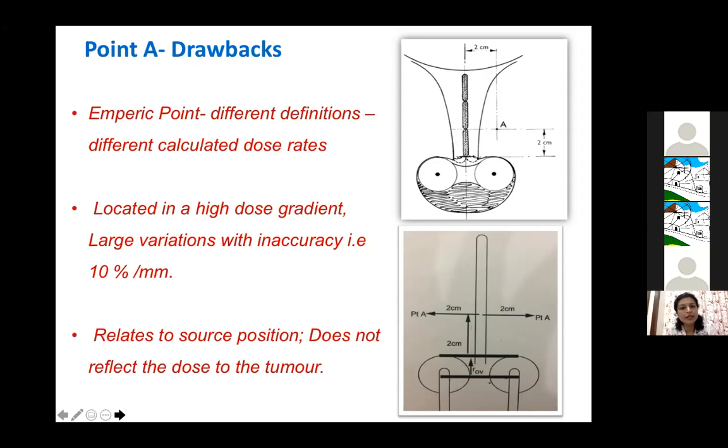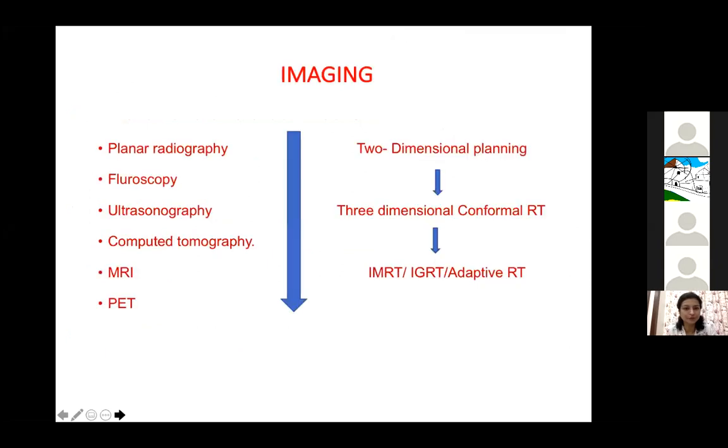Also, Point A was devised because it was representative of a dose limiting point. And since it is located in a very high dose gradient, even small inaccuracies in the application could lead to large variations. The inaccuracies in dose could be approximately 10% for every 1 mm variation. Also, this relates more to the source position than to the target itself, and in no way does it reflect the dose to the tumor.